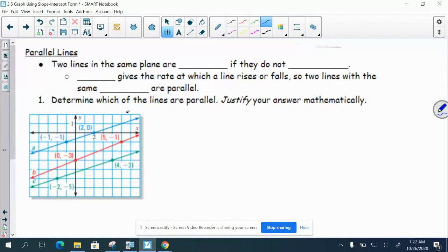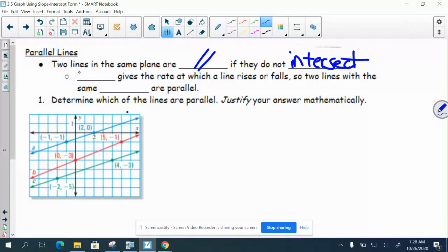All right, so let's look at parallel lines. Two lines in the same plane are parallel, and the symbol for parallel is two slashed lines like that, if they do not intersect.